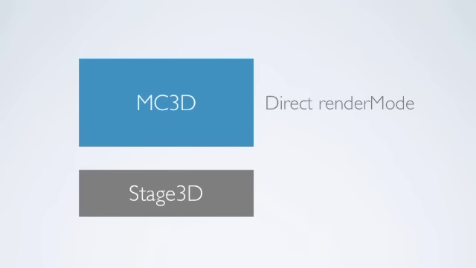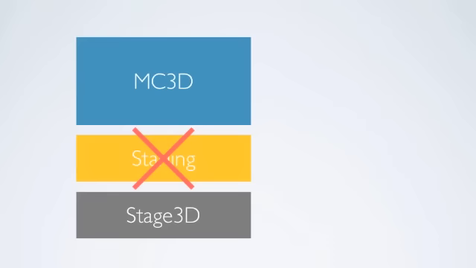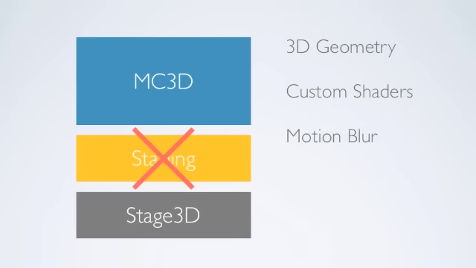MC3D is built directly on top of Stage 3D APIs. Dealing with Stage 3D directly opens up capabilities that you wouldn't have if you were using Starling. You can exploit 3D geometry. You can build custom shaders for effects like motion blurring to make list scrolling appear more natural. Also reflections, and also shader programs that do animation rather than doing animation using ActionScript. Shaders are faster.